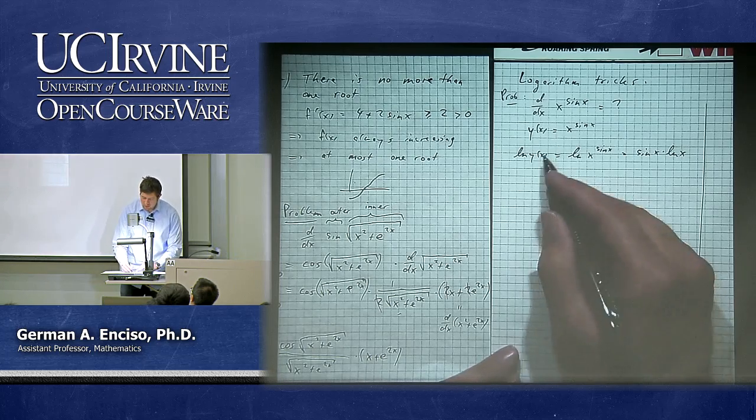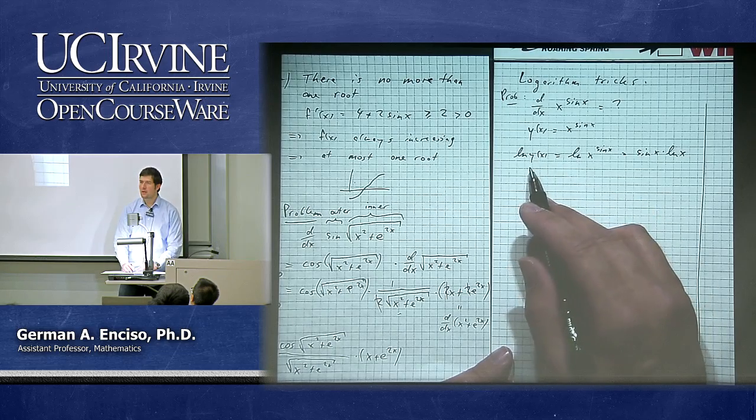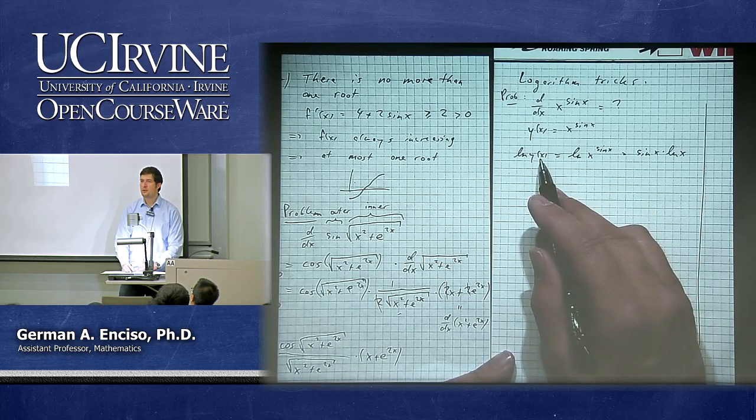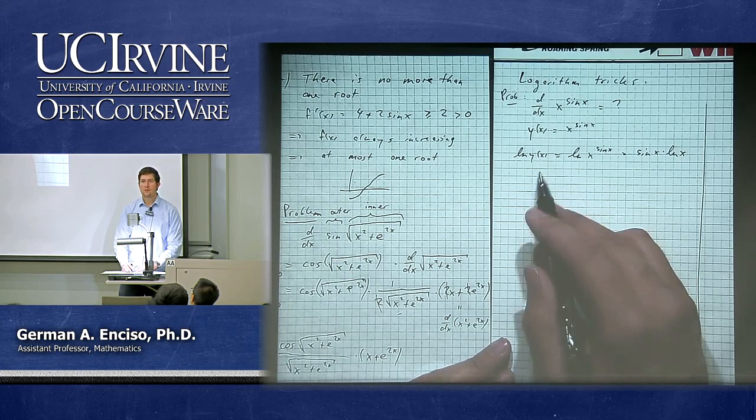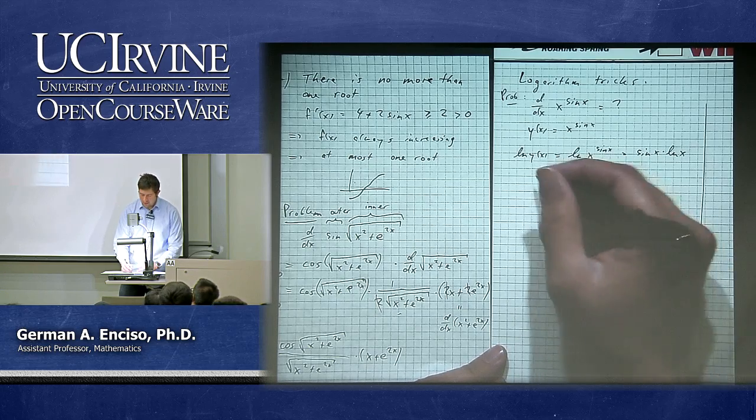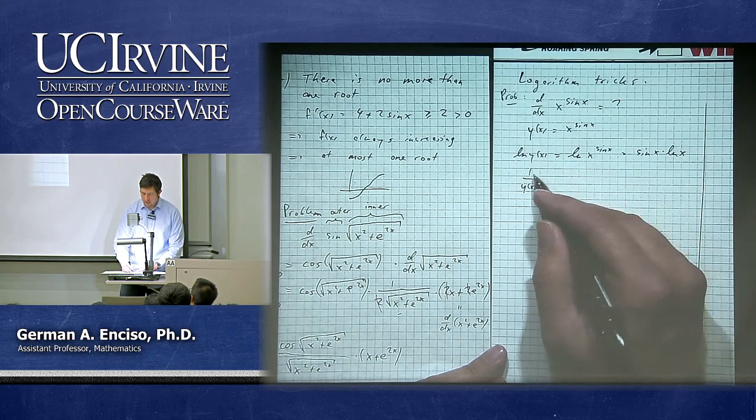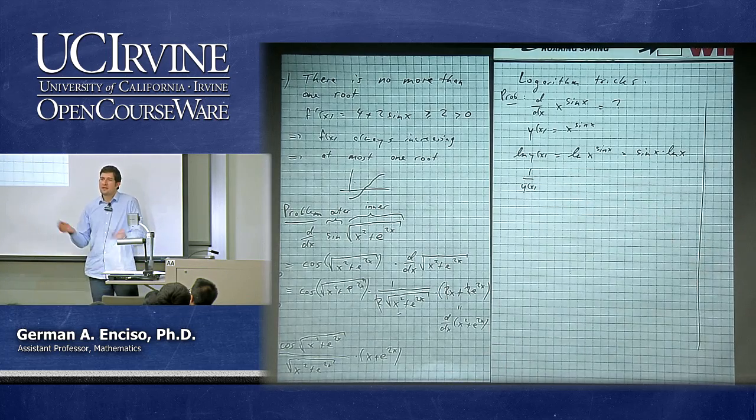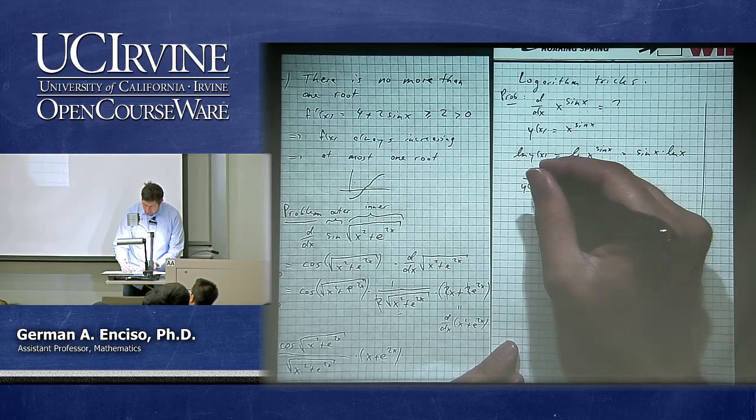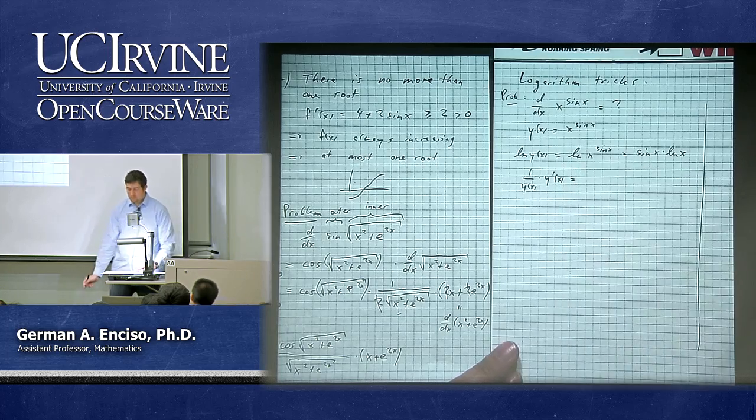Okay, suppose that this was the logarithm of x squared. If this was the logarithm of x squared, how would you do it? It's 1 over x squared multiplied by 2x, right? So it's the same thing. 1 over whatever is in here, y of x, multiplied by the derivative of what's inside. What's inside is y of x, so the derivative is y prime.